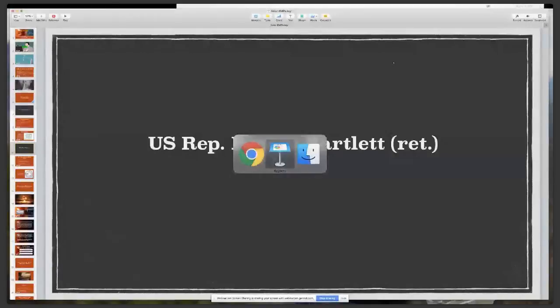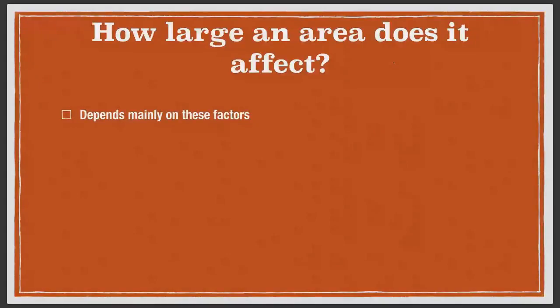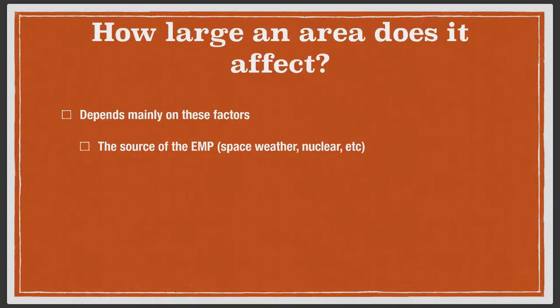That's something. Okay, so I want to talk to you for a minute about how large of an area an EMP could potentially affect. So first of all, it depends on a number of factors. There's the source of the EMP, whether it's a solar storm or geomagnetic storm, whether it's a nuclear detonation, and things like this. It depends on the source of it.